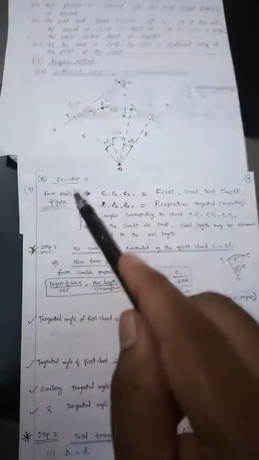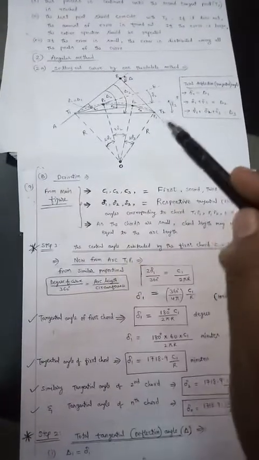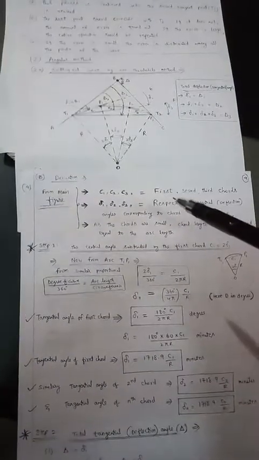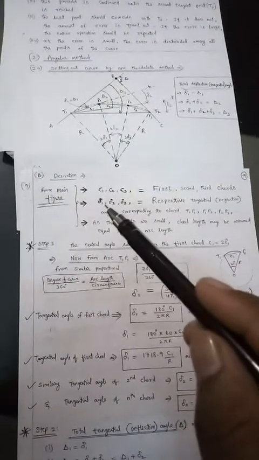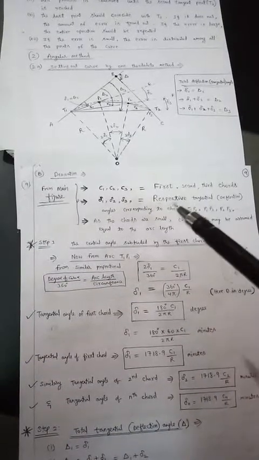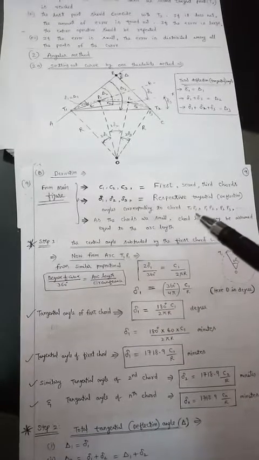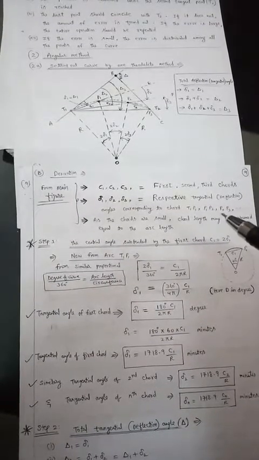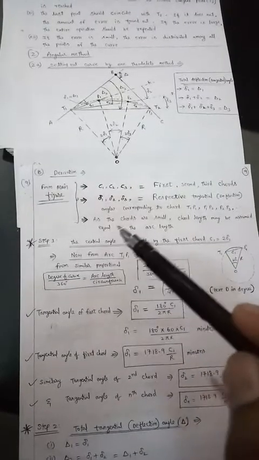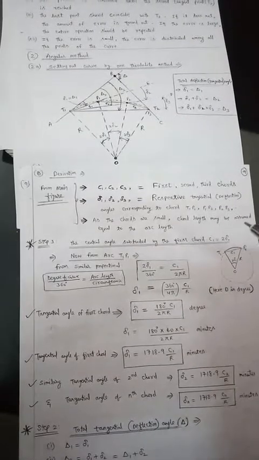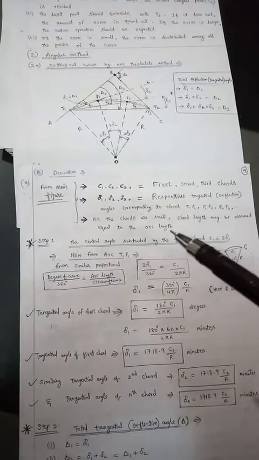So now we will do the derivation from the main figure. In this figure, C1, C2, C3 are the first, second and third chords. Delta 1, delta 2, delta 3 are the respective tangential angles corresponding to the chords T1P1, P1P2, P2P3, and so on. As the chords are small, the chord length may be assumed equal to the arc length.